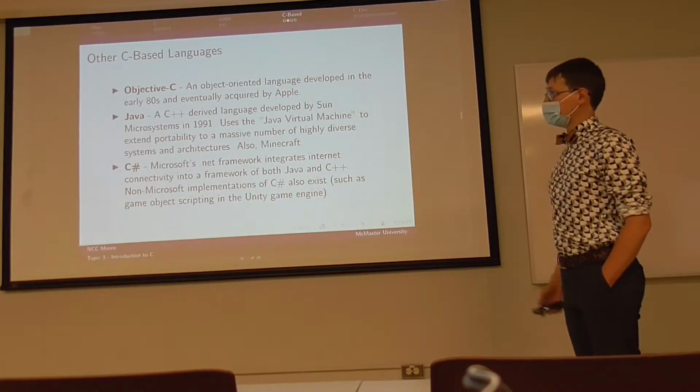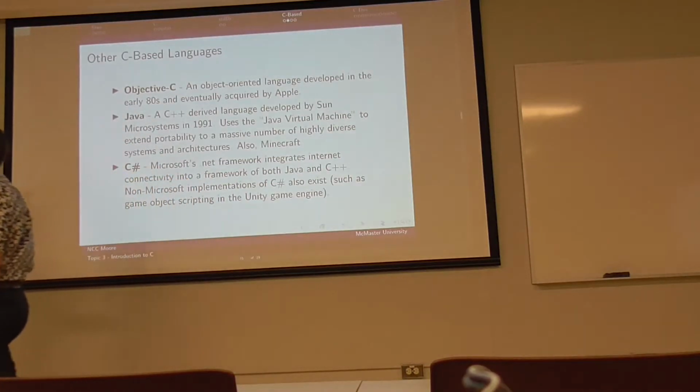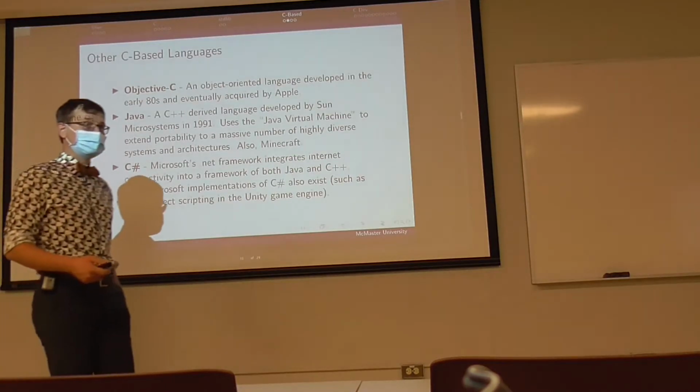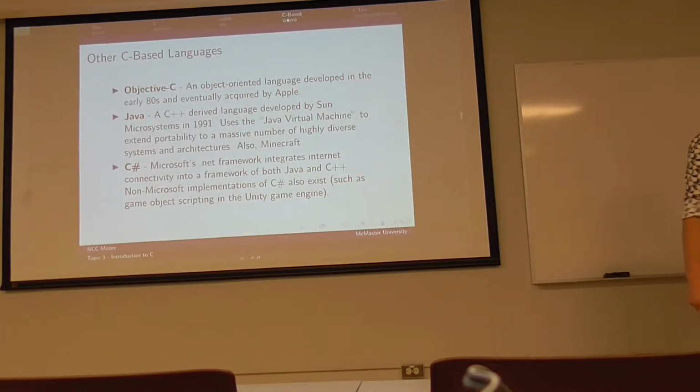Java is a C++ derived language developed by Sun Microsystems in 1991. It uses the Java virtual machine to extend portability to a simply massive number of highly diverse systems and architectures. It is also the language in which Minecraft has been written.